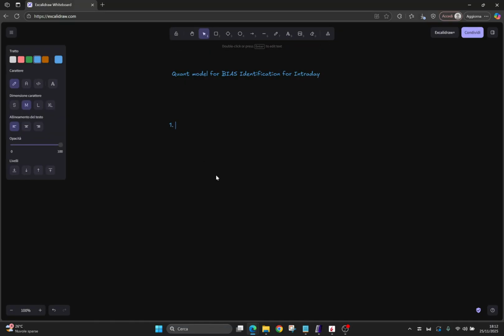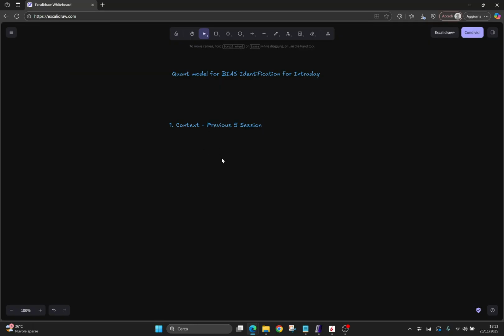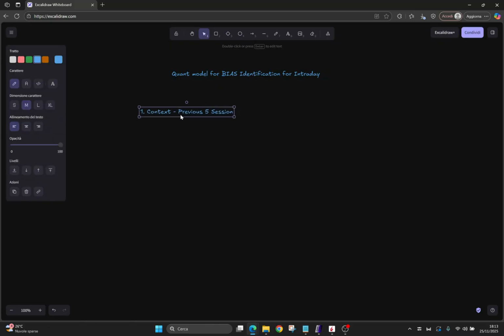The first information that you need to have is context. And you can take context from the previous 5 sessions. So you will mark the previous five sessions to understand what you can do with the direction of the day and where you can take profit. Now, the first point is context. I will create multiple contexts to let you understand how you can frame it. The first one is the following one.